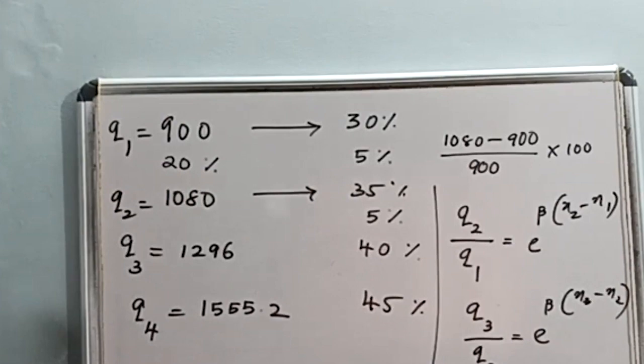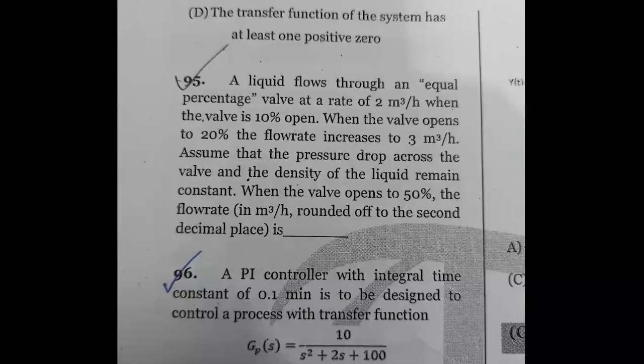Same way, you have one more question, I guess, in your GATE. Same type of question repeated. For example, this question, I guess. Yes, find it now. Liquid flows through an equal percentage valve at 2 meter cube per hour. Valve is 10% open. Now, when the valve is 10% more open, it is increased to 3 meter cube per hour. So what is the percentage increase? 50%. Right. So for 30%, it will be 3 into 1.5. For 40%, it will be 4.5 into 1.5. For 50%, it will be 10.125, that will be the answer.